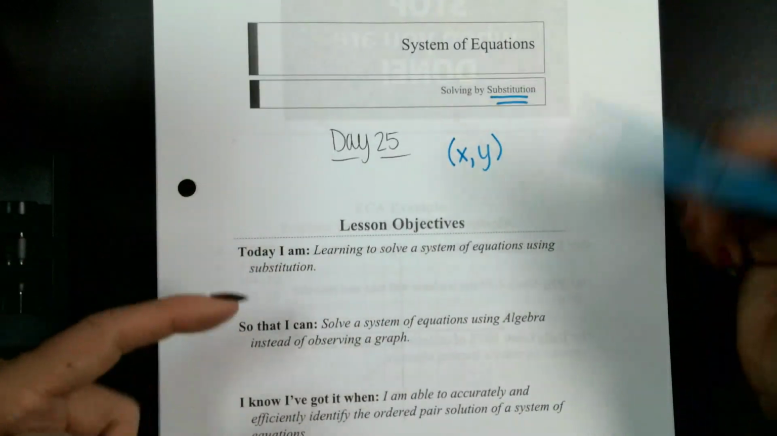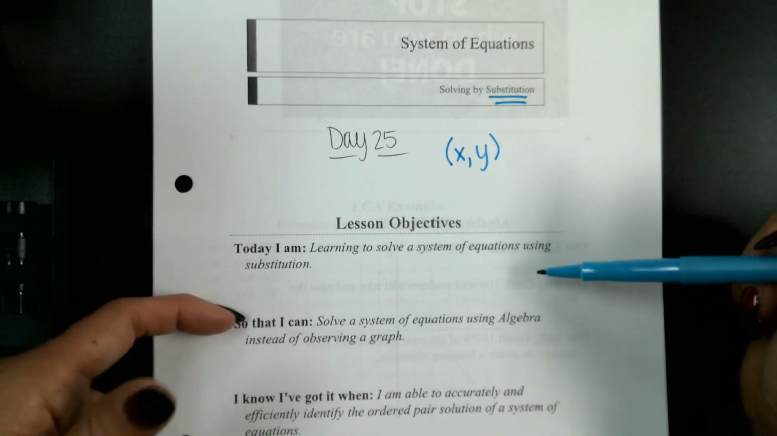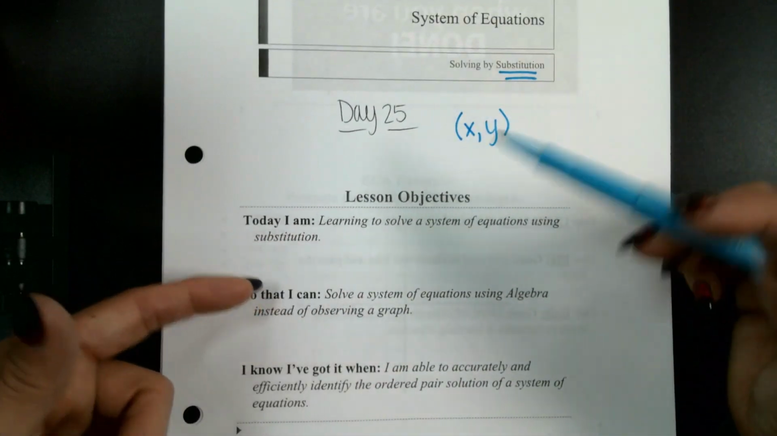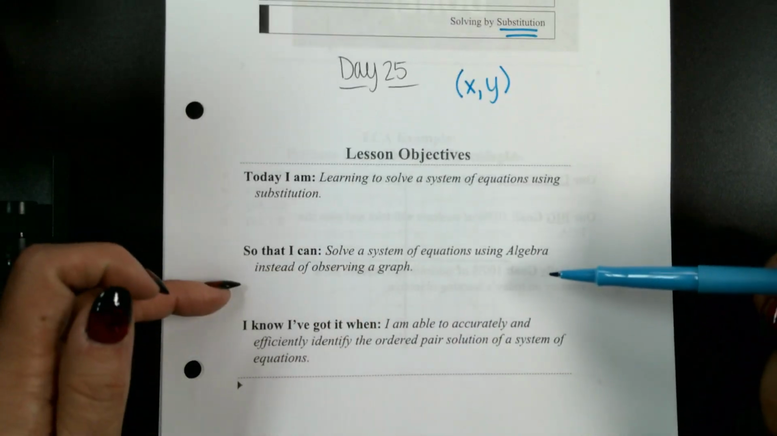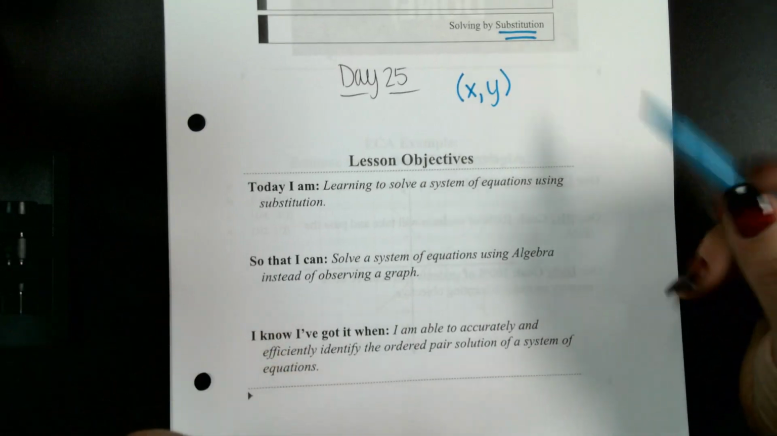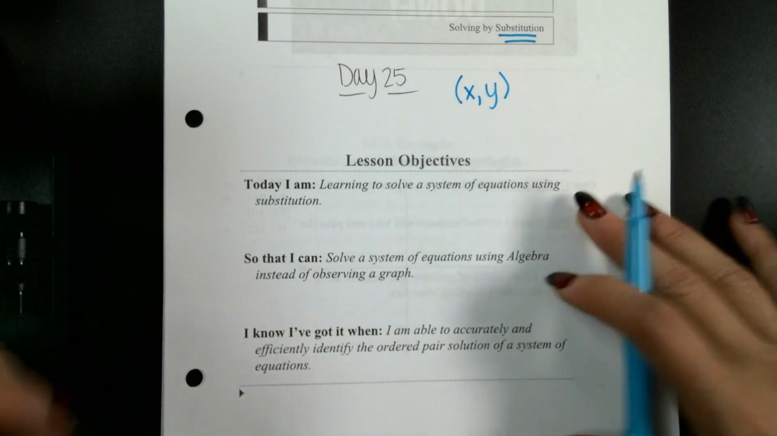So we're going to learn how to solve a system of equations using substitution. That way you have another method to solve systems without using a graph. Because if I don't give you the graph, you can't graph the two lines to see where they cross. So you have to find some other way to identify where the two lines would cross each other.